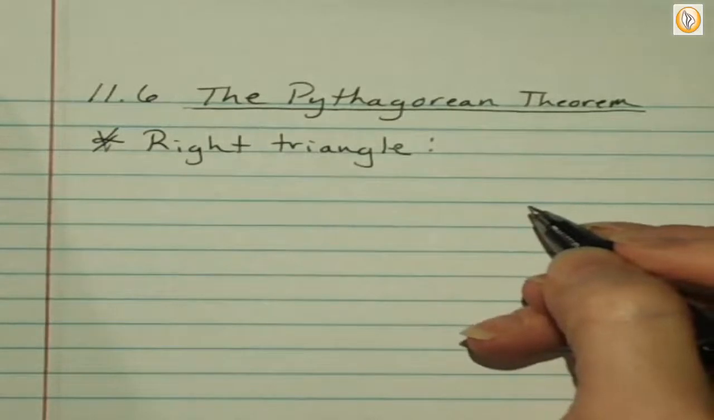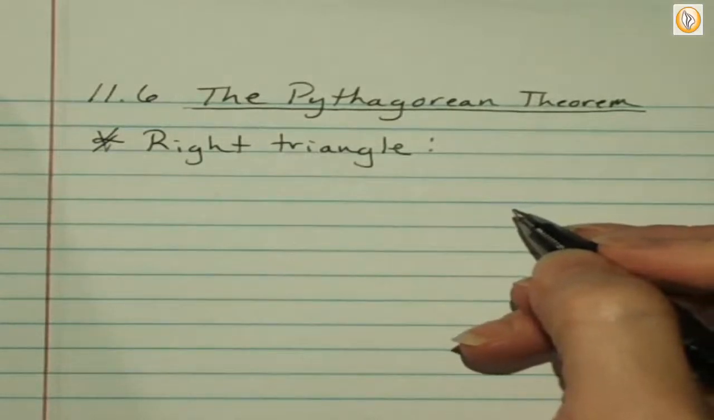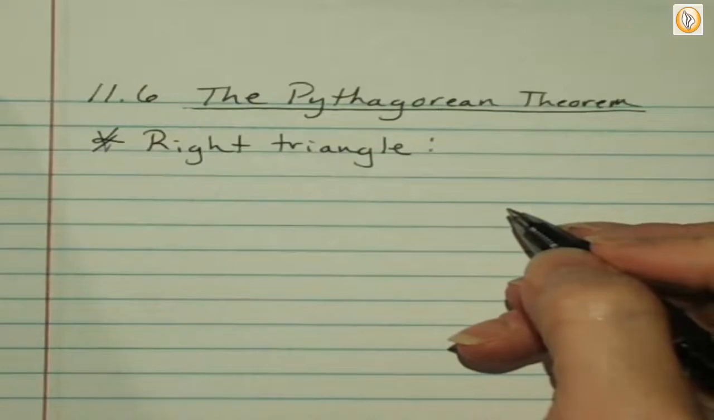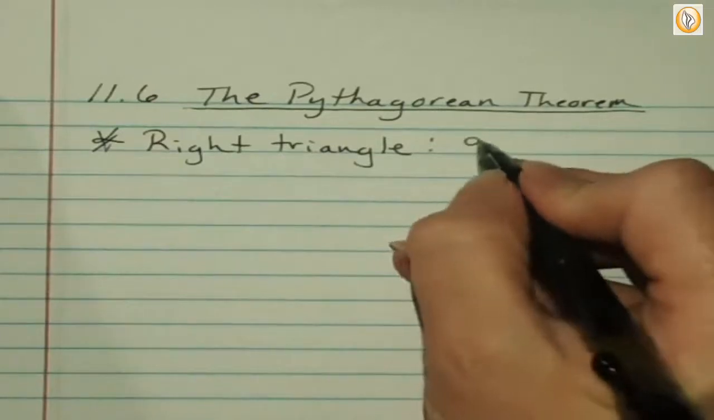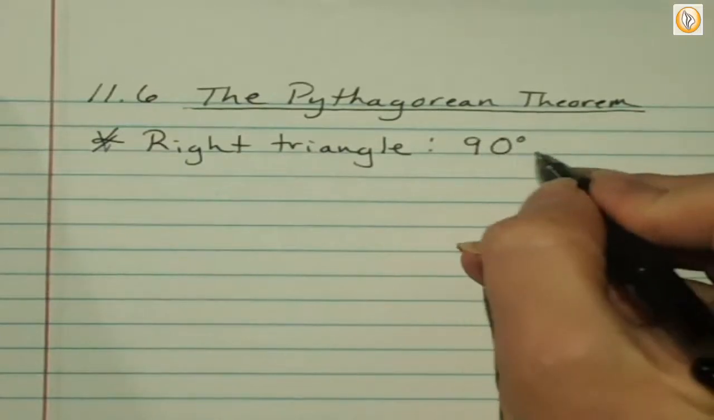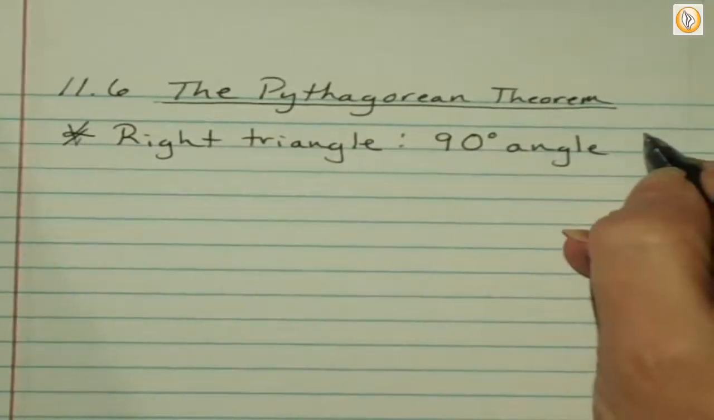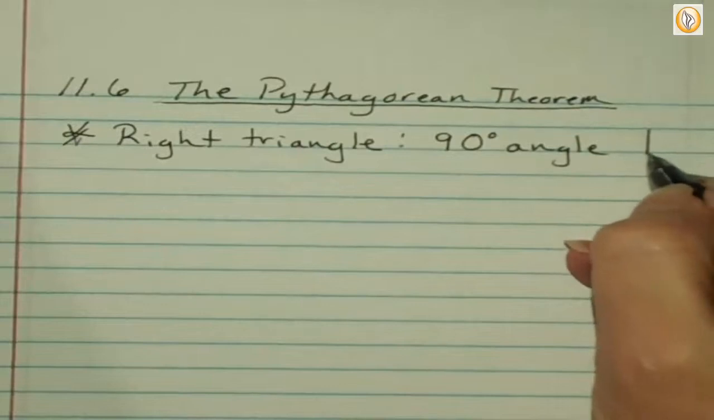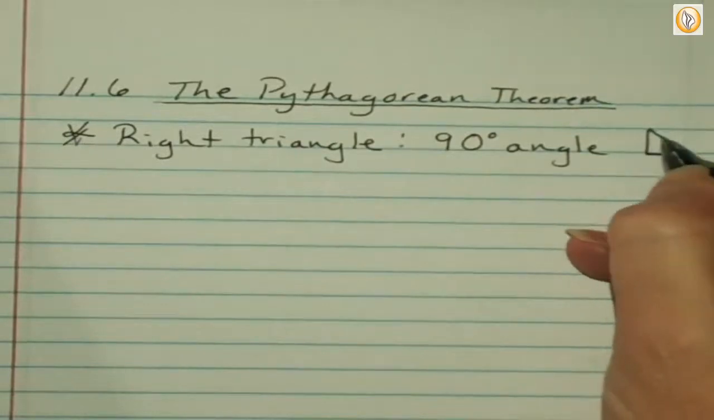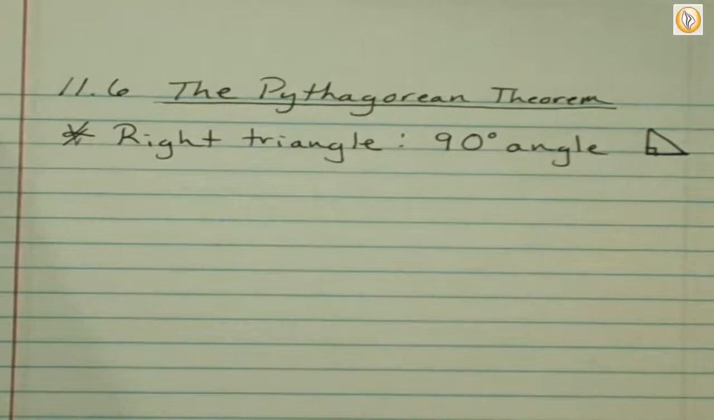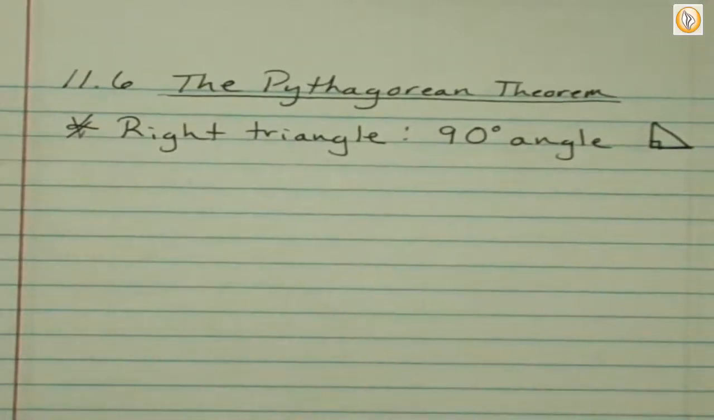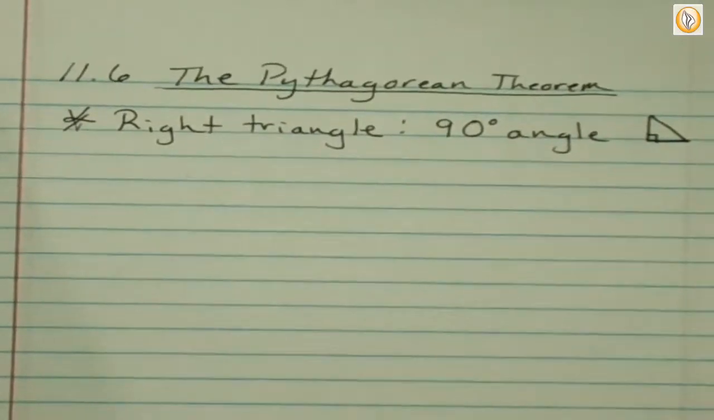And what is a right triangle? Raise your hand. Taylor: A triangle where one of its angles is 90 degrees. Very good. It's a triangle that has a 90-degree angle, and it looks something like that.